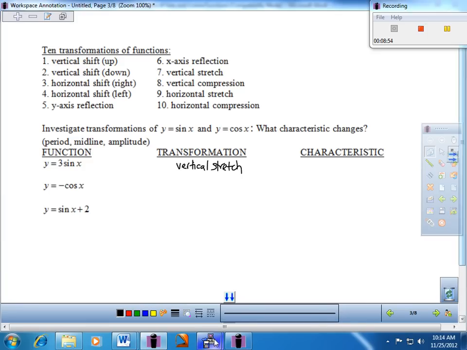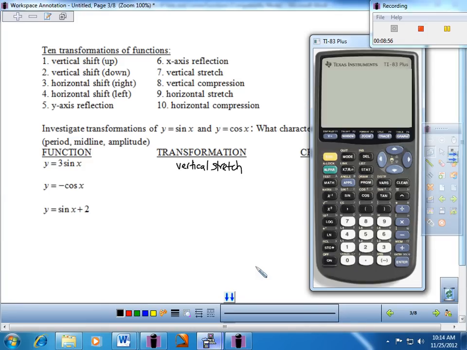Now watch what happens, everyone. Let's grab the calculator. You do it with me. I'm going to go back to my y equals and clear what I had in there.